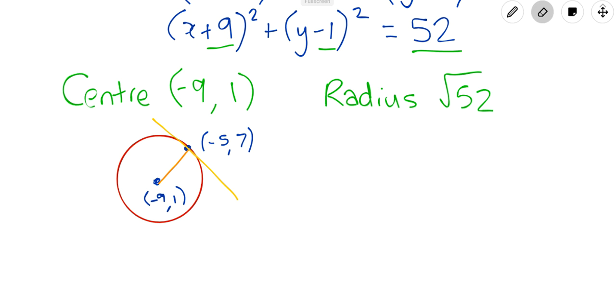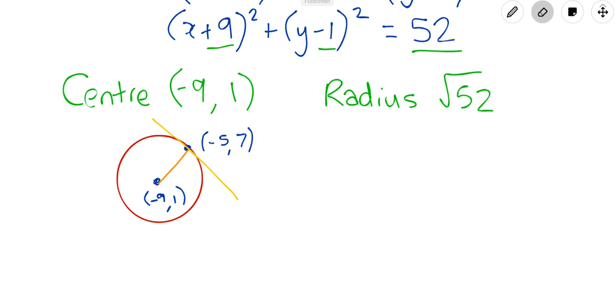If you've done differentiation, you might be tempted to differentiate the equation of the circle because you know that differentiation gives you gradient. But it's very hard to do on a circle because it's implicit differentiation. You've got the x's and the y's all caught up together. You don't have y as the subject. So it's actually much easier to do a trick using the radius.